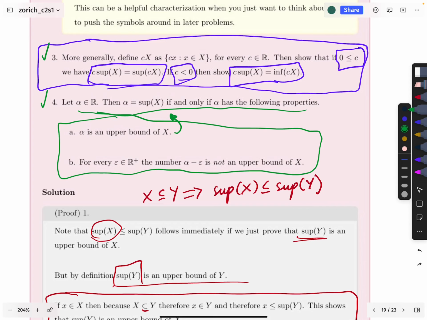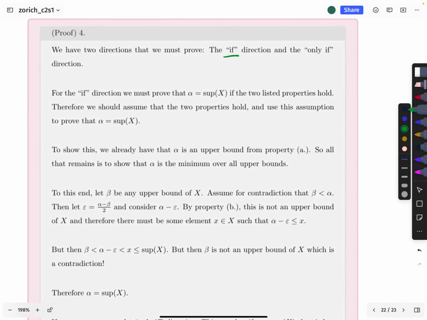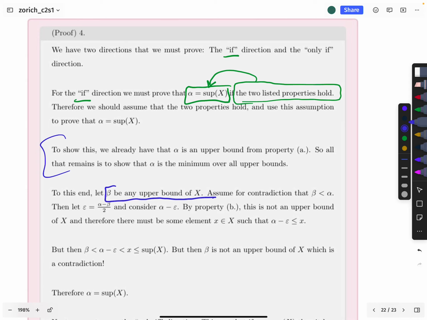So, okay, let's get into it. We'll start with the if direction, and this is sometimes confusing, but the if direction means that I assume the second thing proves the first thing. So we are going to assume that the two listed properties hold and use that to prove that alpha is the sup. As I said, part of this is trivial. We have to prove that alpha is an upper bound, but that's already baked in, so we don't even have to show that at all. All we really have to show is that there is no smaller upper bound. That is to say, if you pick any other upper bound of x, call it beta, we want to show that alpha is less than or equal to beta.